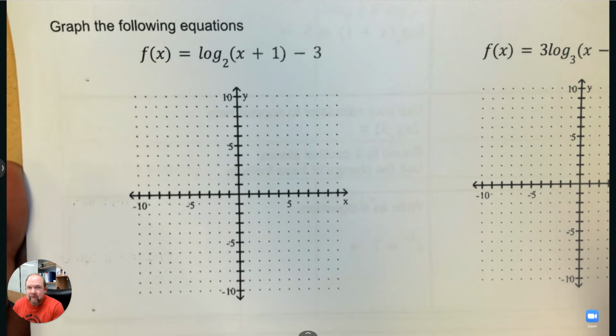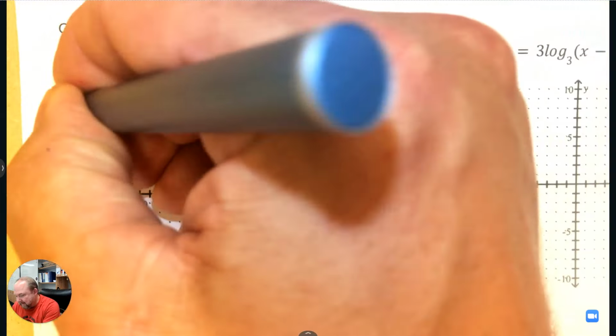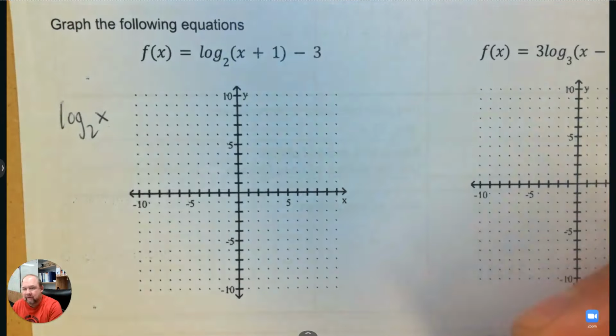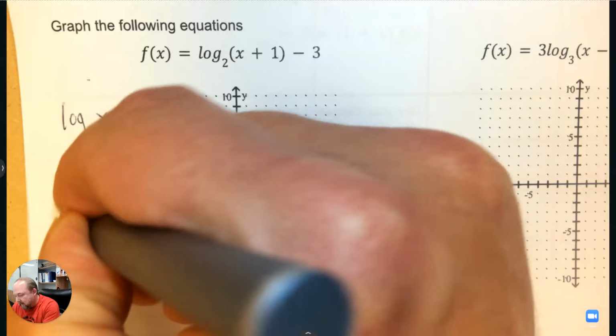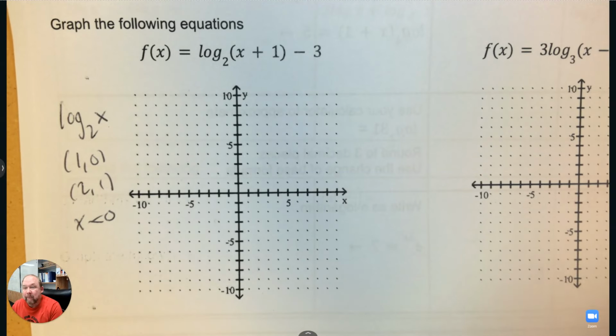Let's go through this. Step number one, what's the basic logarithm? Just the base and x. And what are 2 points on that? So (1, 0), (the base, 1), and the asymptote at x = 0. And then we're going to change it.